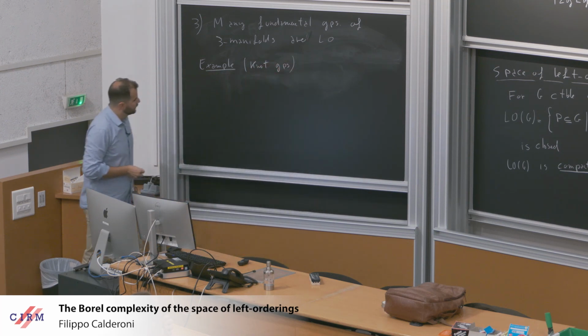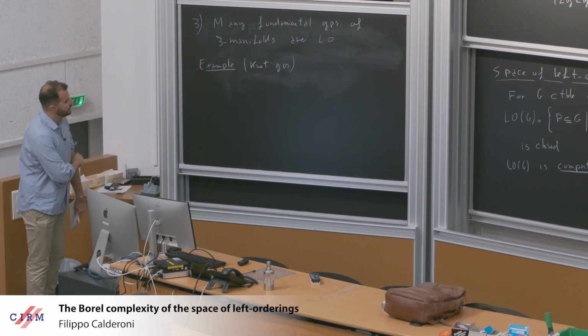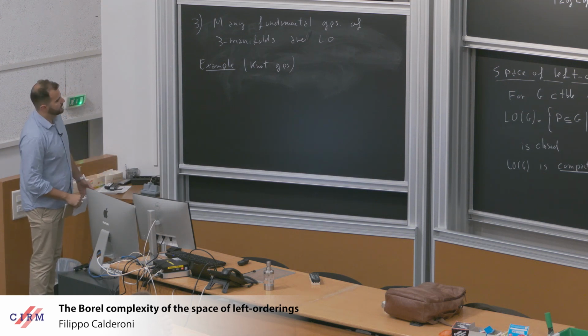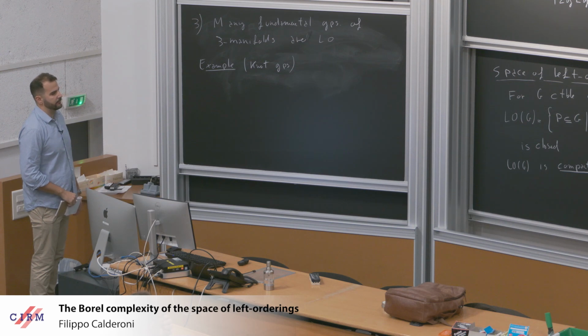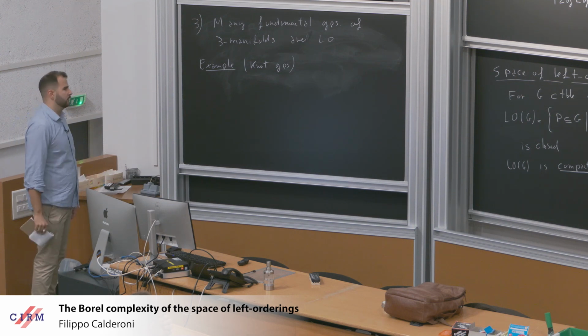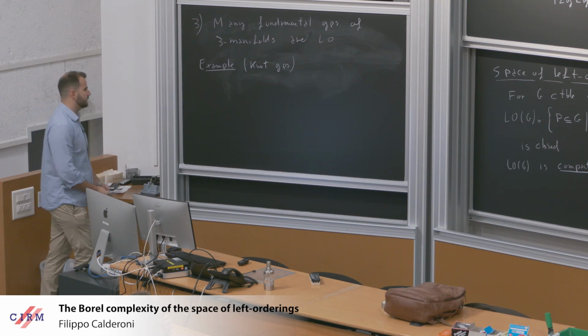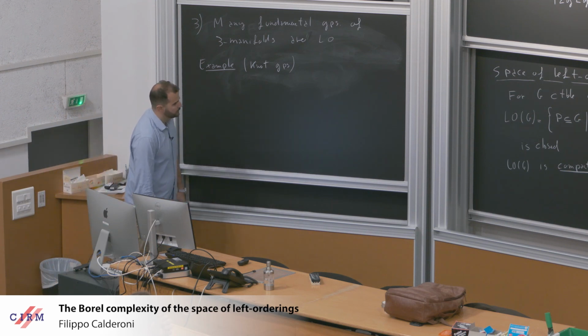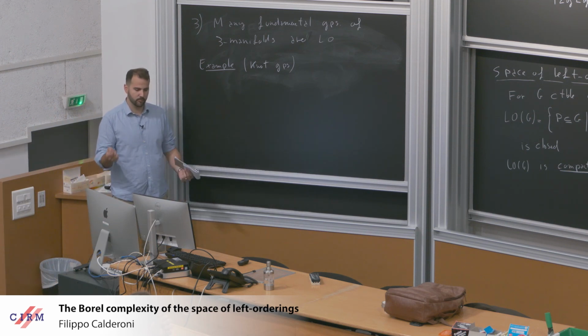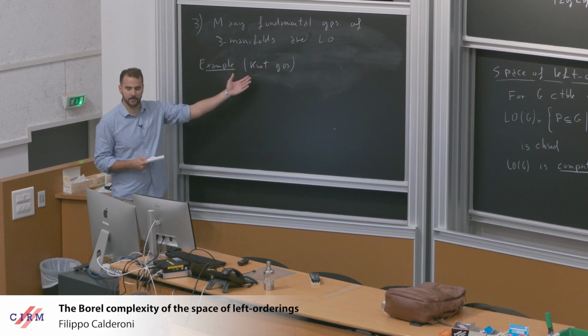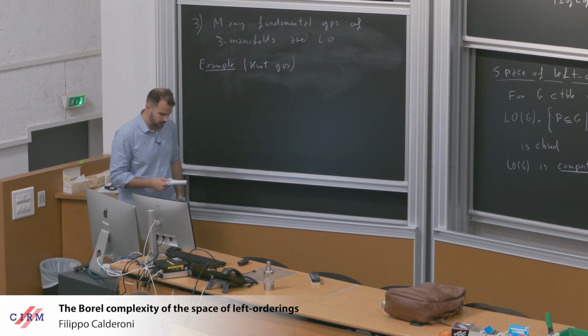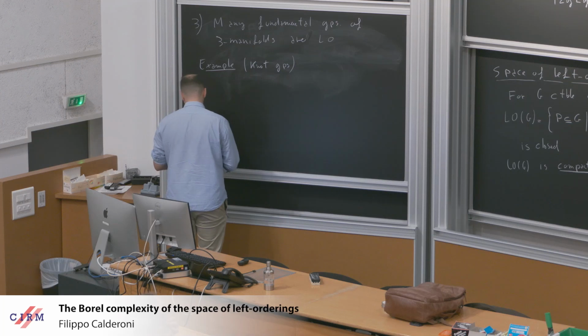Knot groups. So here, what is the idea? That if we have a knot, the knot is embedded into the sphere, and we can take the fundamental group of the complement, and that's the fundamental group associated to the knot.